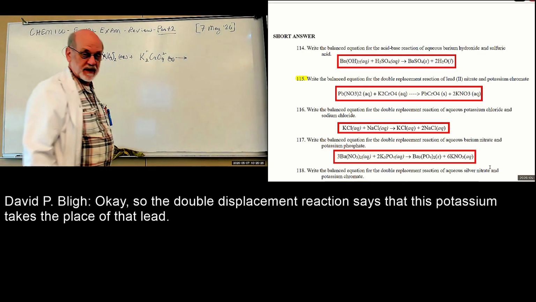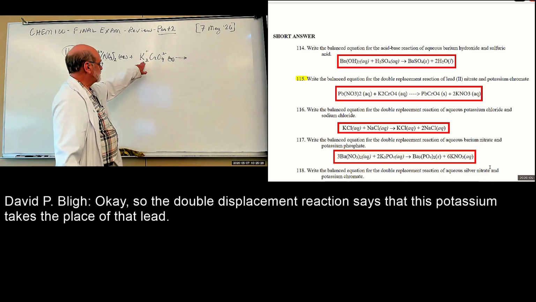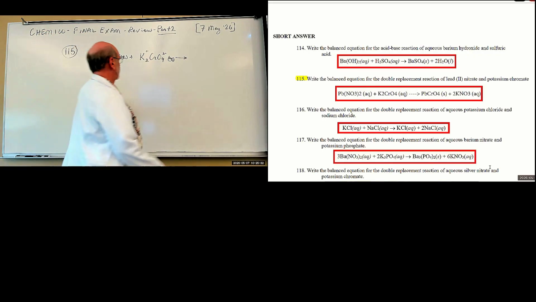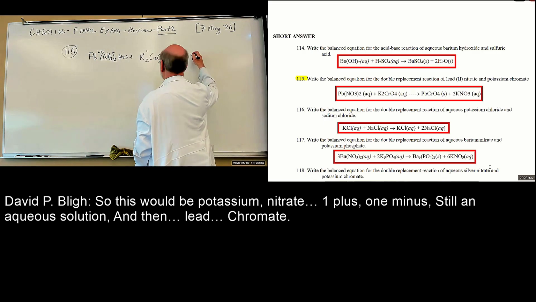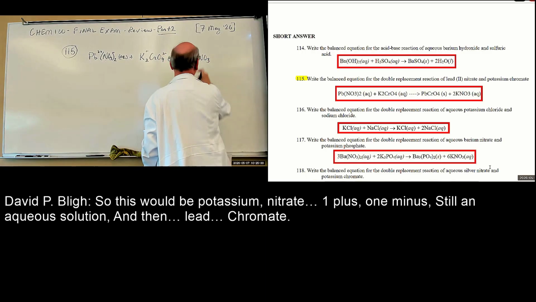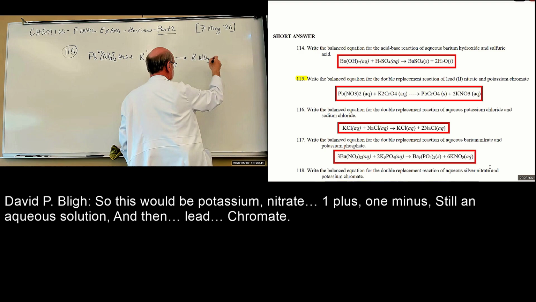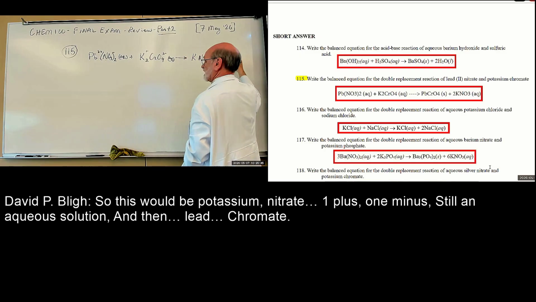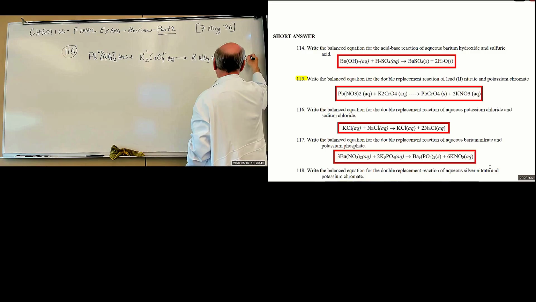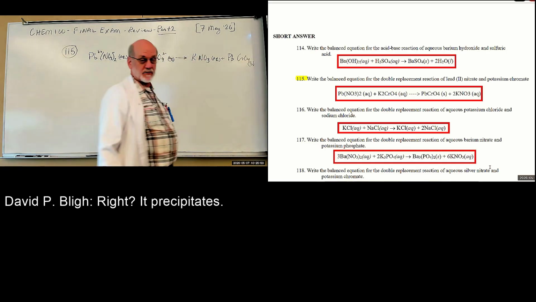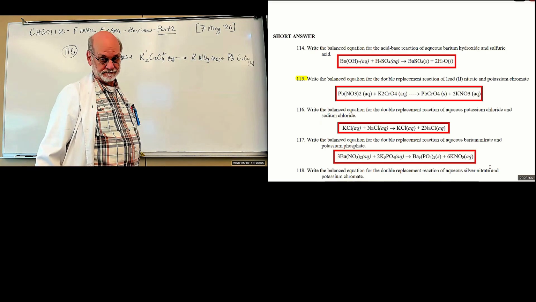So the double displacement reaction says that this potassium takes the place of that lead. So this would be potassium nitrate, 1 plus, 1 minus, still an aqueous solution, and then lead chromate, which is a solid, right? It precipitates.